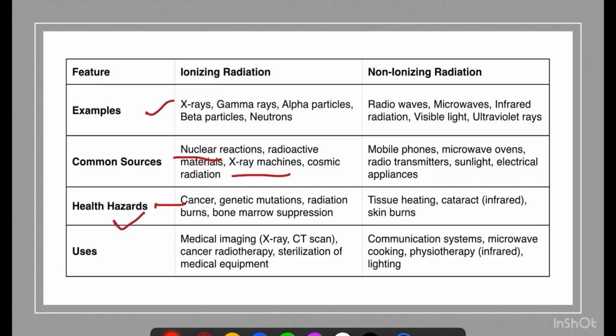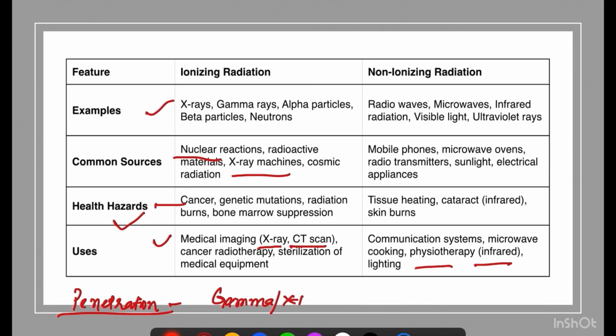Although non-ionizing radiations cannot penetrate deeper into the tissue, they can cause tissue heating, cataract and skin burns. Ionizing radiations are used in medical imaging in the form of X-rays and CT scan, in cancer radiotherapy and the sterilization of medical equipment. Radio waves are used in communication systems, microwaves in cooking, and we use infrared in physiotherapy. Regarding penetration power, gamma rays and X-rays have more penetrating power than beta particles, which is more than alpha particles.